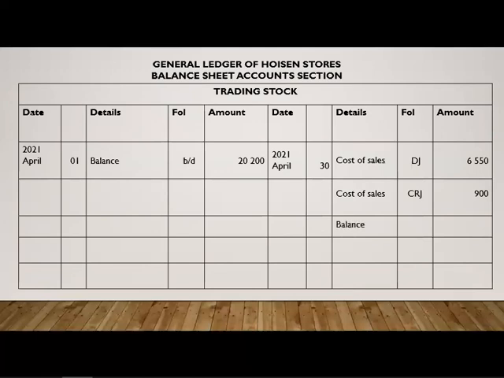And then you just balance it off. You check the bigger side, you realize that the debit side is the bigger side. Take the debit side and minus everything on the credit side. And you realize that the balancing figure will be 12,750. And then you write the totals, which must be the same on both the debit side and the credit side. That balance carried down will be the balance brought down on the 1st of May 2021, which will be 12,750.